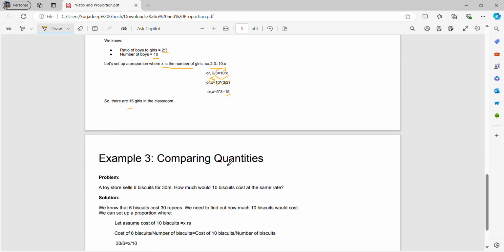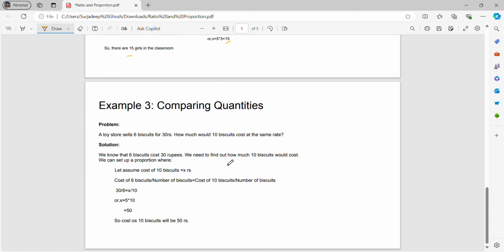So next I will move forward to the next example, that is comparing quantities. This is the last slide of our lesson. The problem is: a toy store sells 6 biscuits for 30 rupees. How much would 10 biscuits cost at the same rate? The important thing mentioned here is at the same rate. This is the main important point.